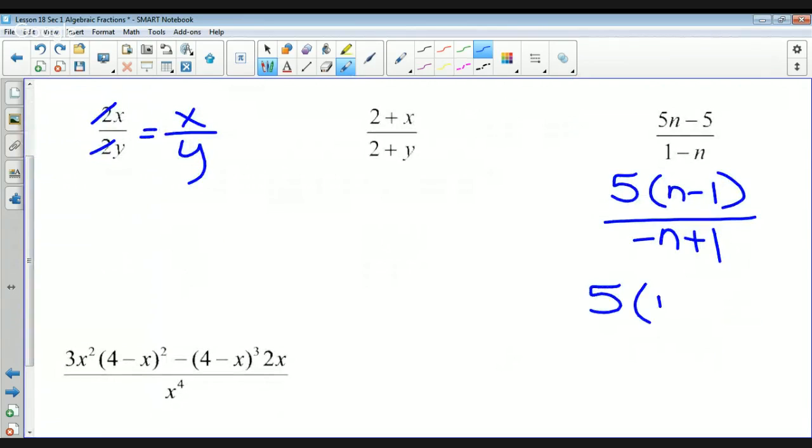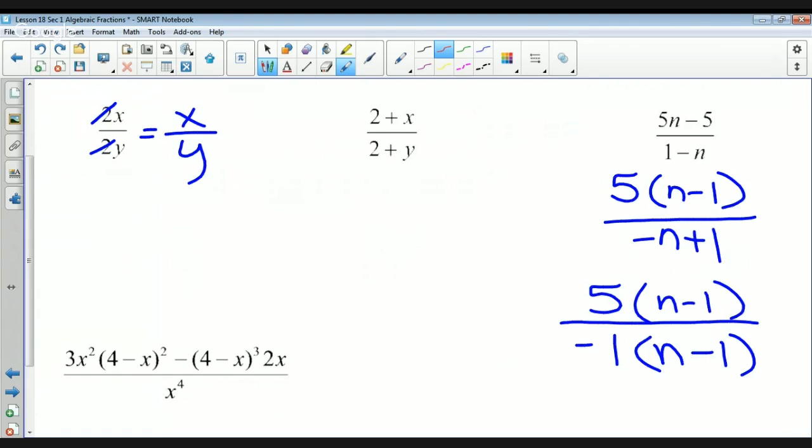So if I factor out a negative 1, what's left in parentheses? Negative 1 times what will give me negative n? N. Negative 1 times what will give me positive 1? Negative 1. Can I simplify? Exactly. Yes. And 5 over negative 1 is? Negative 5. How many of you got that?